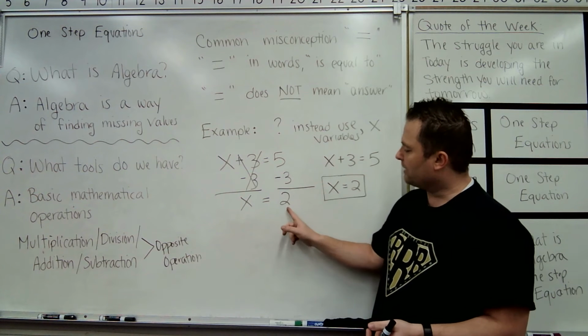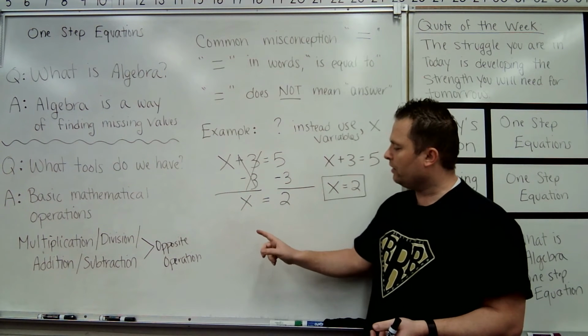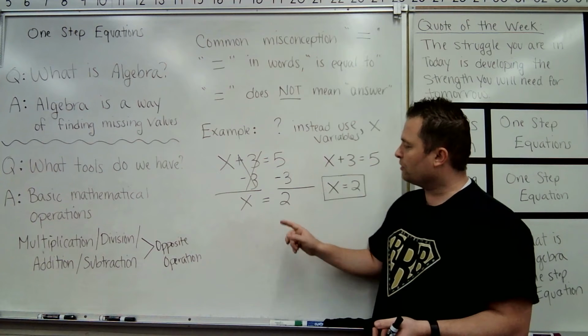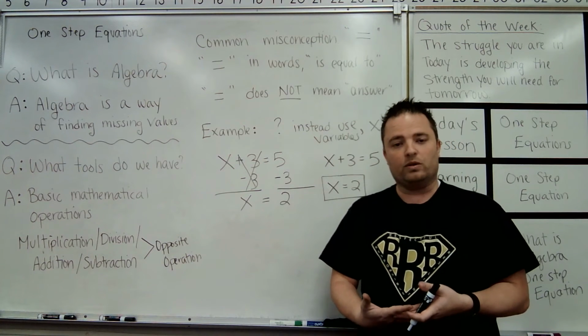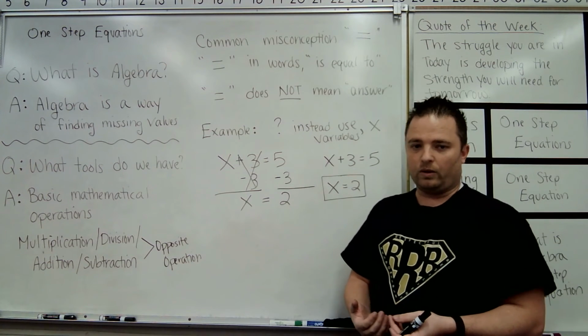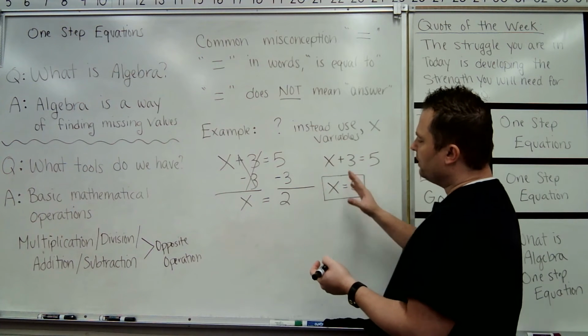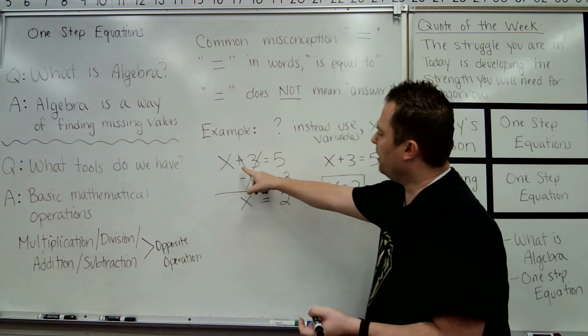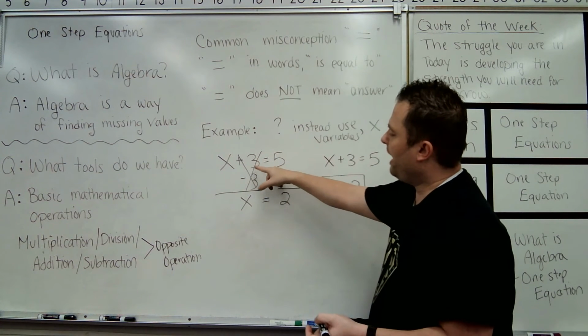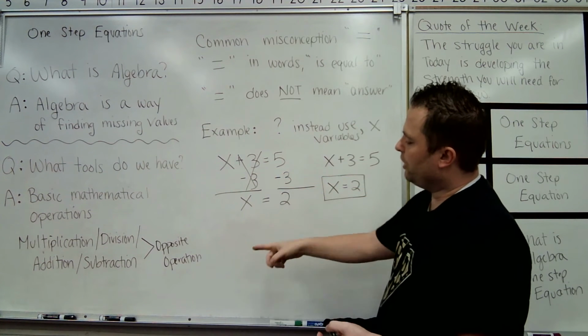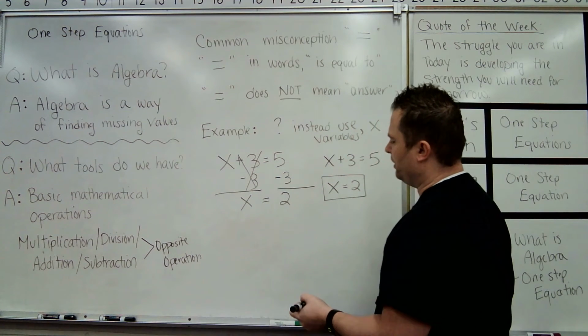And it doesn't matter if x was on this side and the number was over here. And it doesn't matter if the x is on this side and the number is over here. And I'll show you what I mean with the next two examples. Okay? So here's an example of an addition that I had to counteract. I had to use the opposite operation of addition, which is subtraction.